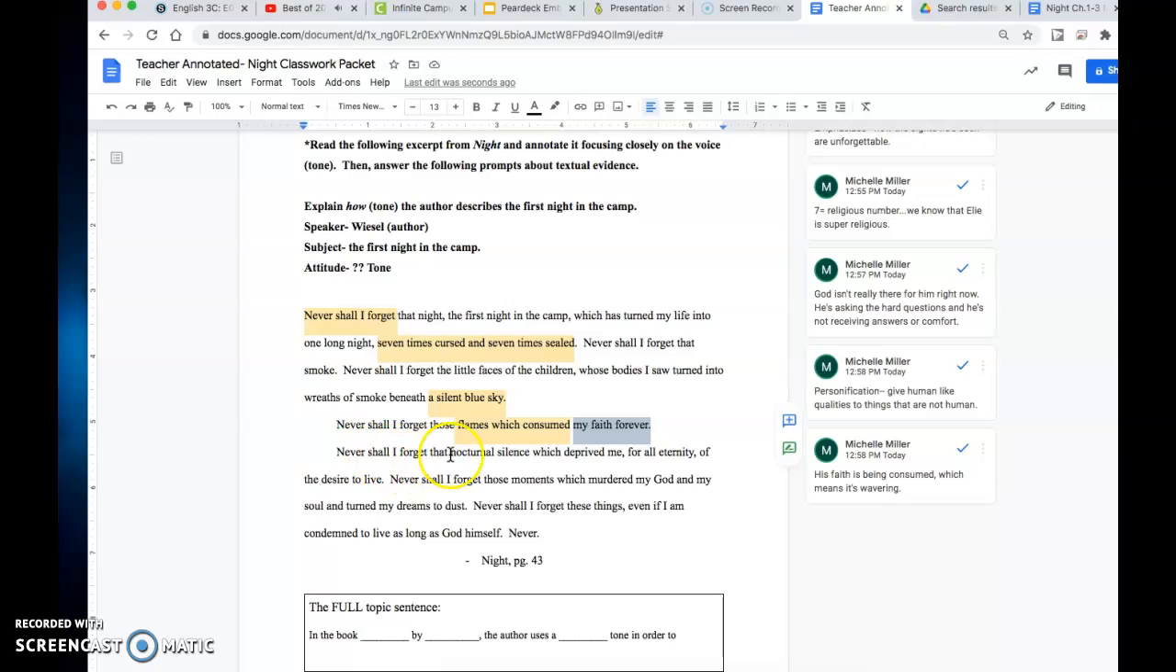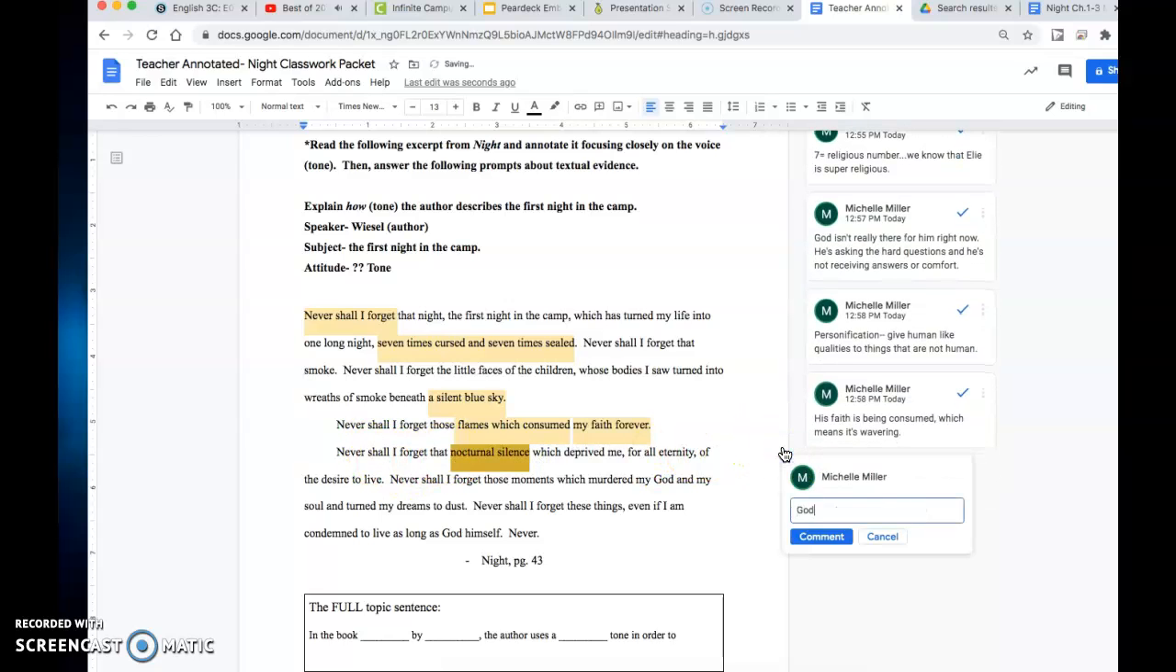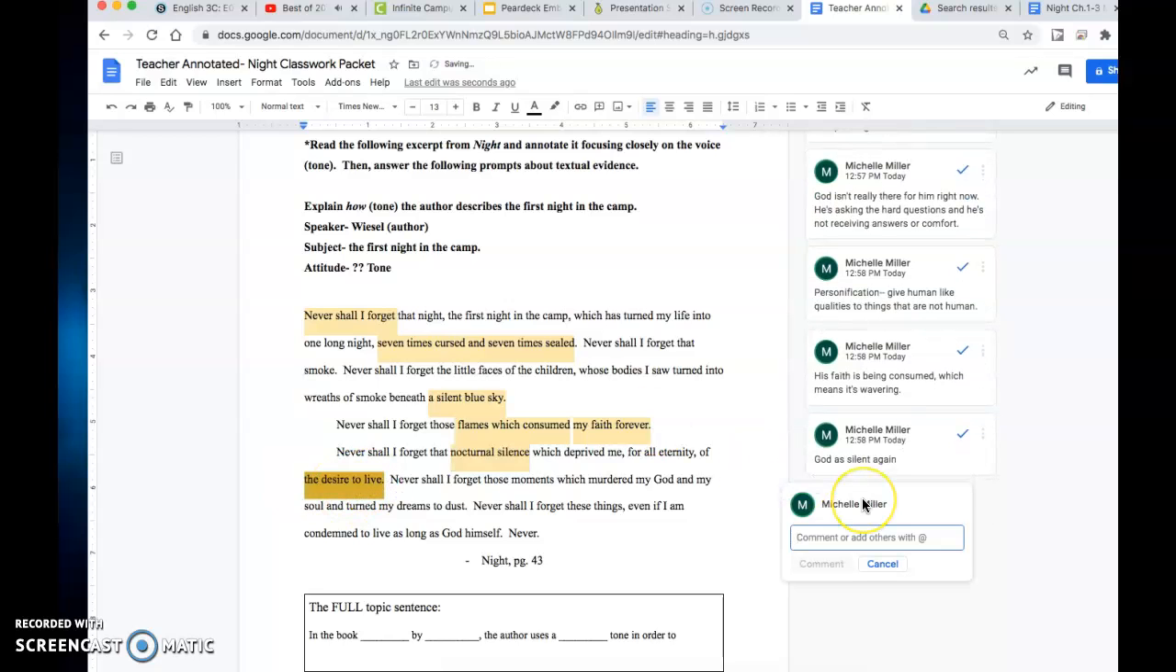Never shall I forget that nocturnal silence. Here's the second time he notes God as silent, which deprived me for all eternity of the desire to live. So after one night, he's seen such horrific things that he is losing his desire to live. This shows that Elie Wiesel is becoming hopeless or defeated, broken down, right?